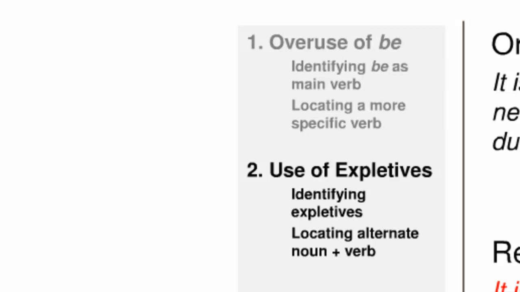The second obstacle to conciseness is the use of expletives. Linguistically, an expletive structure contributes no meaning. It consists of the word there or it followed by a form of the verb be again. To overcome the obstacle, you need to identify the expletive and then locate an alternative noun and verb that conveys the same meaning in the sentence.